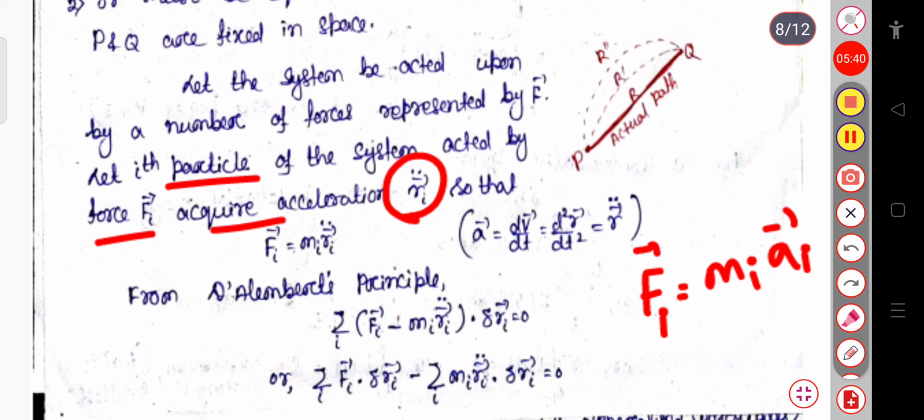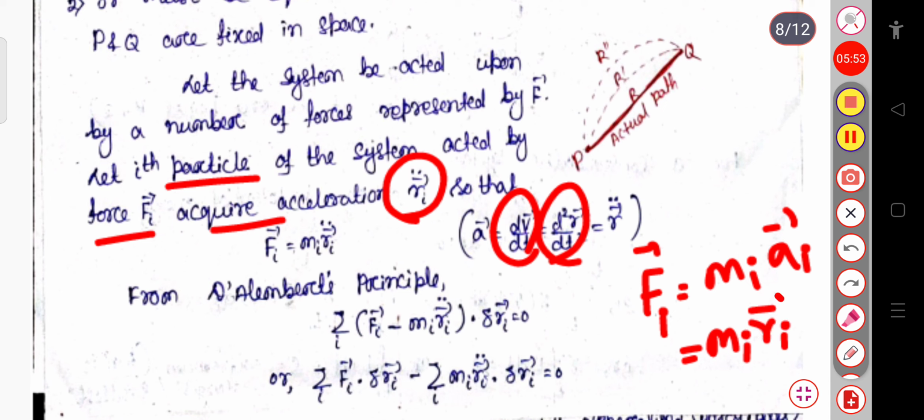Since acceleration is the rate of change of velocity, and velocity is the rate of change of displacement, I can write d²r/dt², or simply r double dot, or m_i r_i double dot. Now if I use D'Alembert's principle, that is (F_i − m_i r_i double dot) · δr_i = 0, we can separate the two terms: F_i · δr_i − m_i r_i double dot · δr_i = 0.